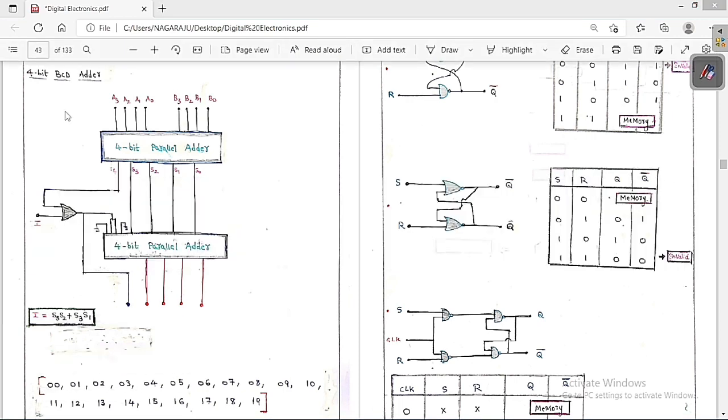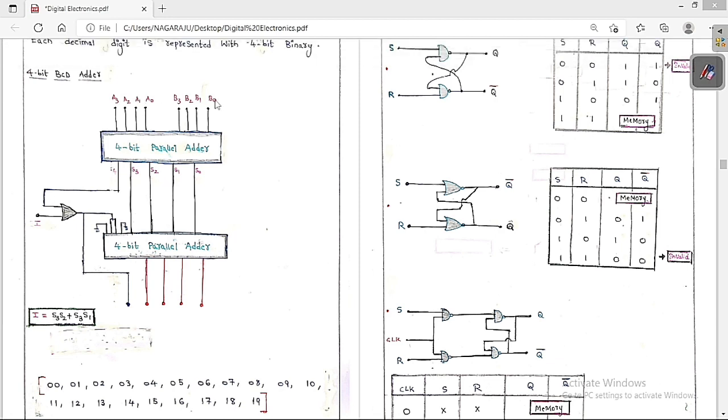Now we are going to discuss the 4-bit BCD adder. How do we do 4-bit BCD addition? Suppose we have two inputs, A and B. A has 4 bits and B has 4 bits. Then how do we do the summation of these?